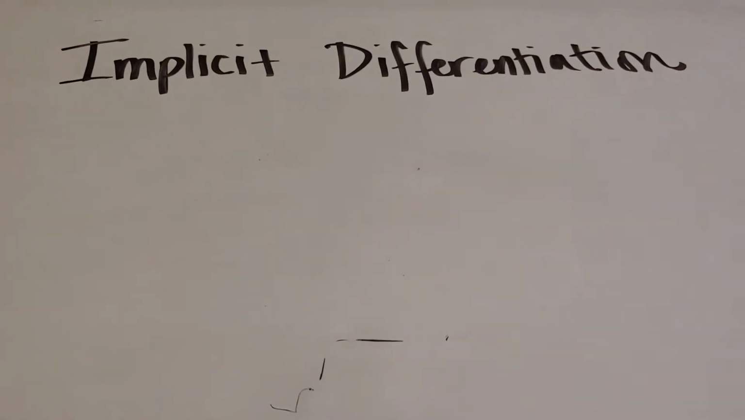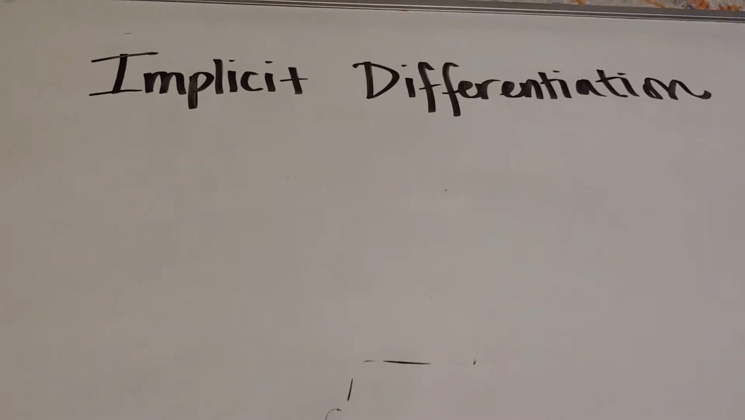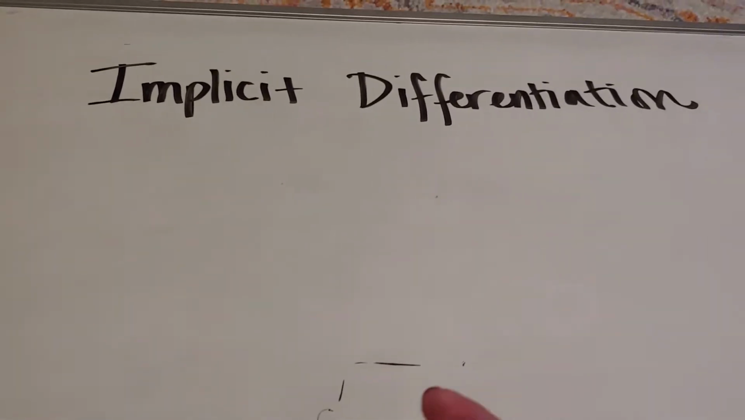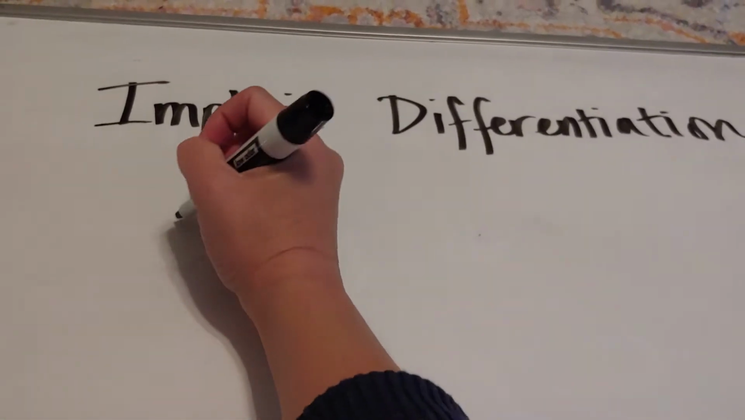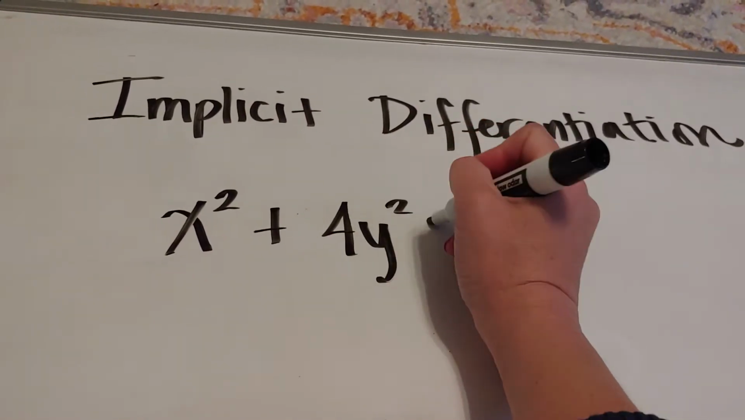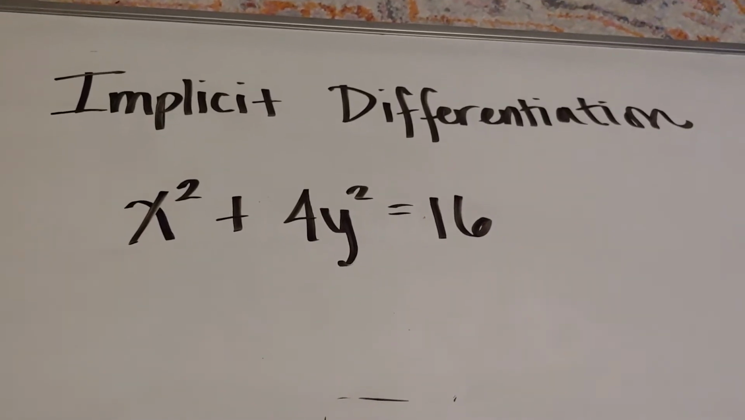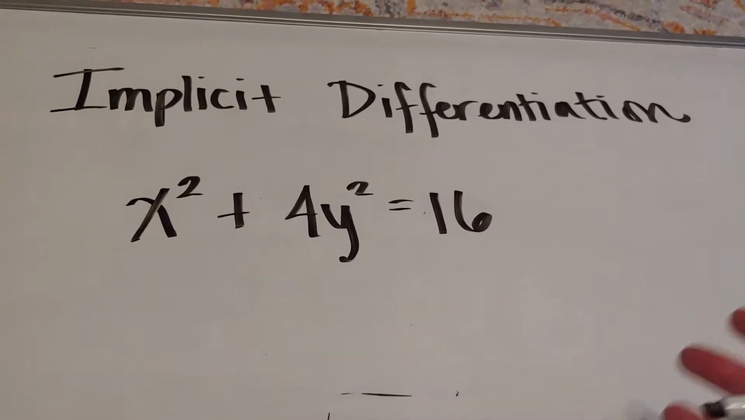Welcome to our first video on implicit differentiation. A curve or an equation is implicit if the x's and y's are all mixed up. So an easy example of this would be something like this, which is the equation of an ellipse. We're used to seeing an equation of an ellipse where the x's and y's are all mixed together.